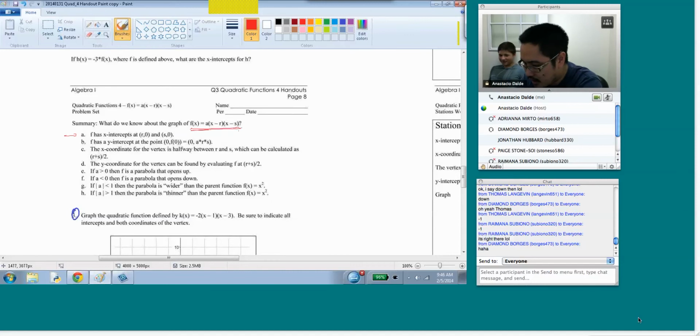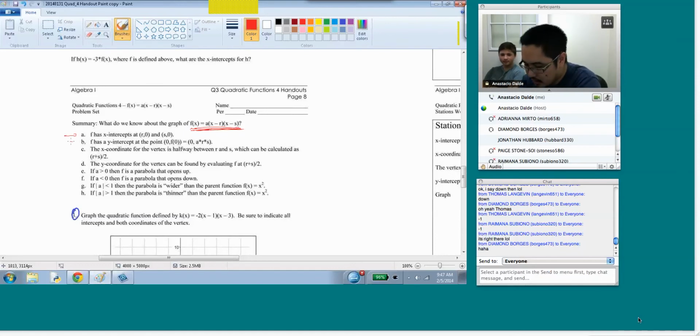If I have this equation right here, f of x equals a times (x minus r) times (x minus s). This is the general form of what we're talking about, right? The intercepts, where are the intercepts? The intercepts are at r and s. Because the x-intercepts are when y equals 0, right?